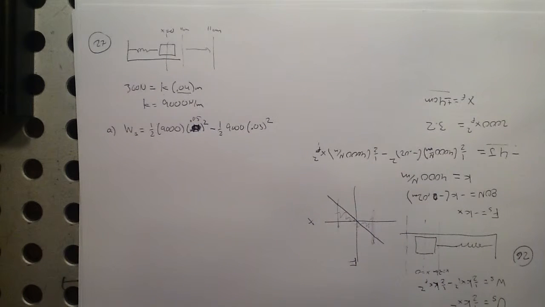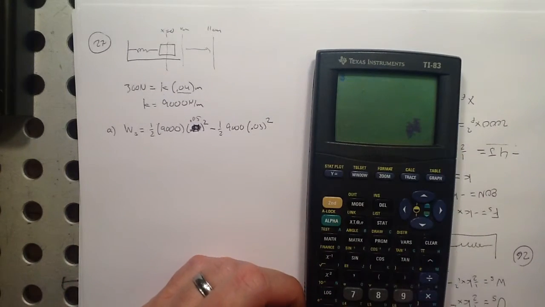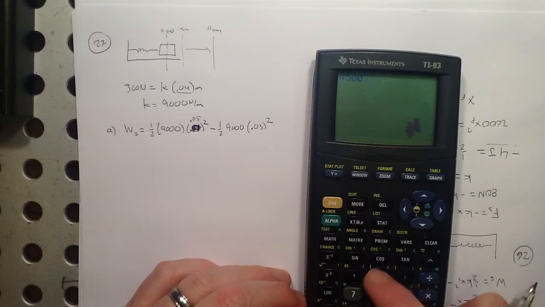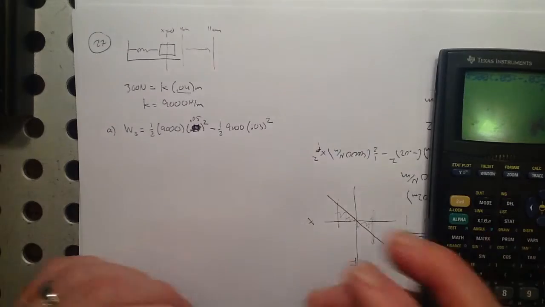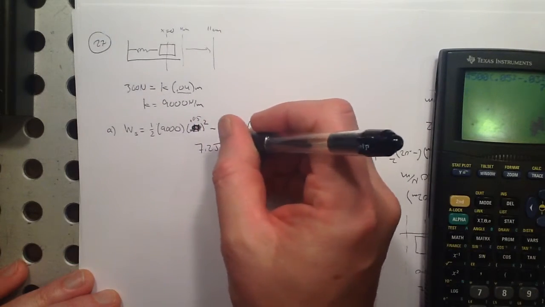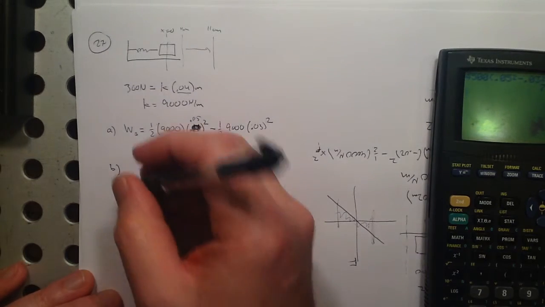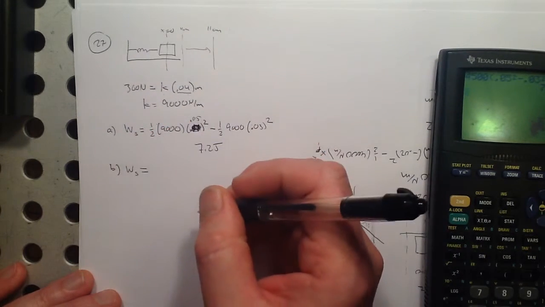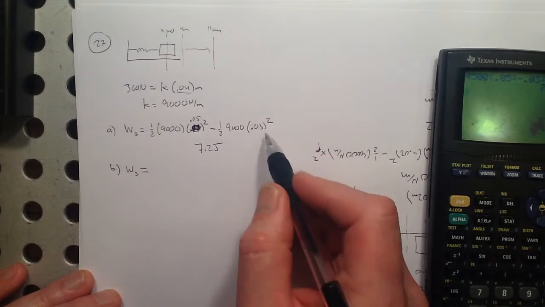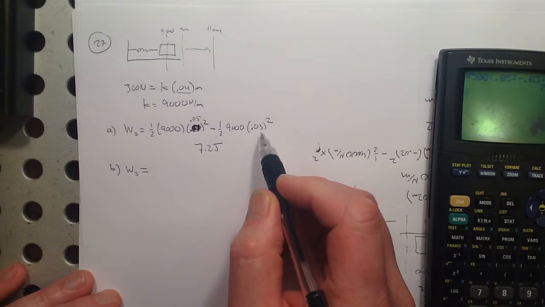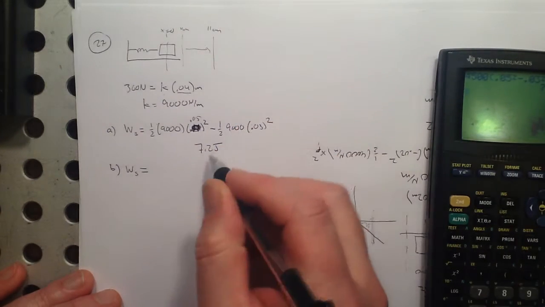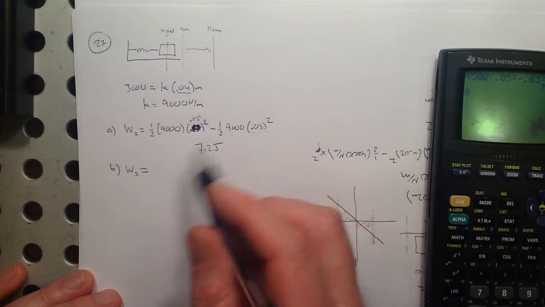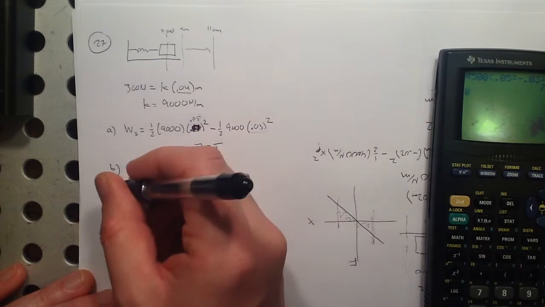And if you crunch the numbers there, I have 4,500, I'm factoring that out, times 0.05 squared minus 0.03 squared. That's 7.2 joules. How much work does the spring do when it goes from 5 to negative 0.03? Well, like we talked about, the 3 to negative 0.3, that's actually going to be 0 joules of work. So when you go from 0.05 to negative 0.03, this looks exactly the same. 7.2 joules again.